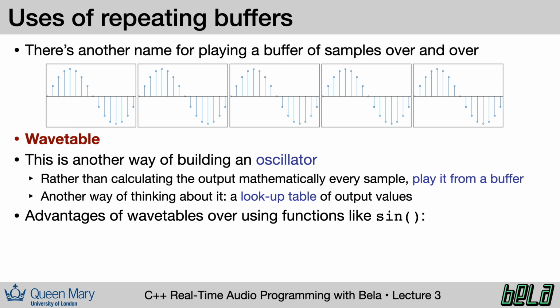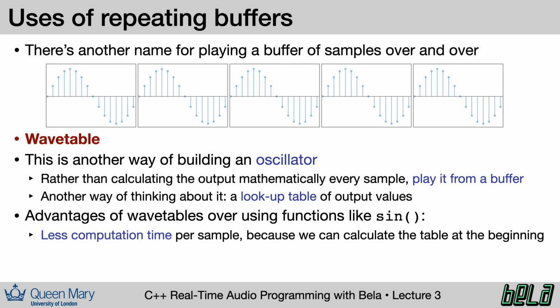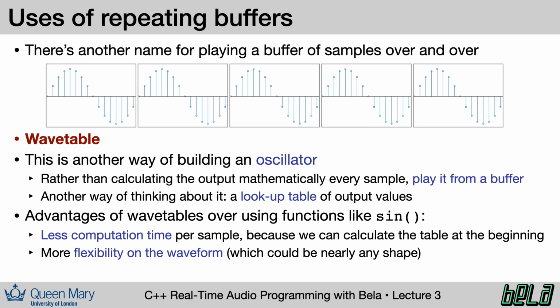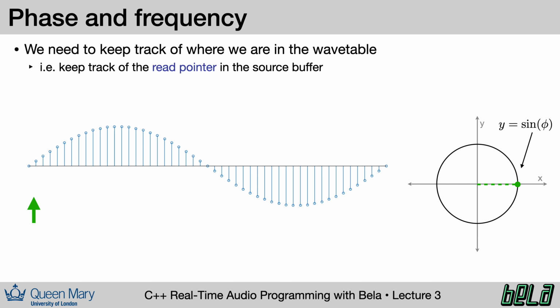So there are some advantages of using a wavetable over a function like sine. The first is that using a wavetable can potentially take less computation, because we can just look up the values from a table rather than having to run the sine function every time. Another advantage is that we can have more flexibility in the wave shape. Because we don't need to find an explicit mathematical formula to compute each sample, we could simply load in the wavetable from a file or some other form of storage.